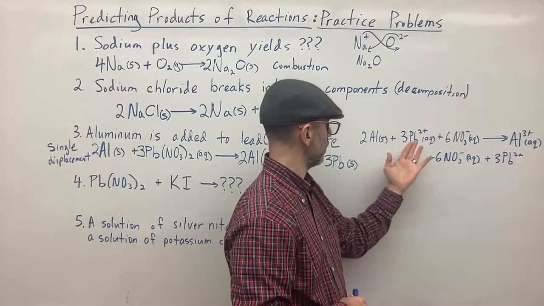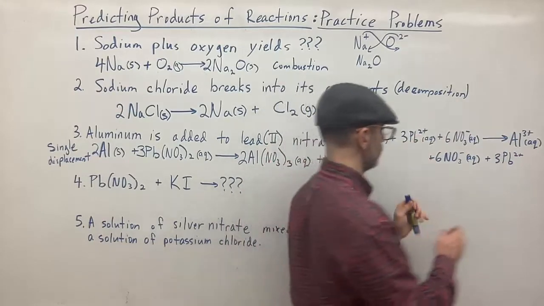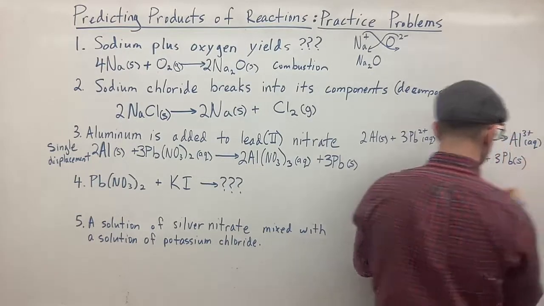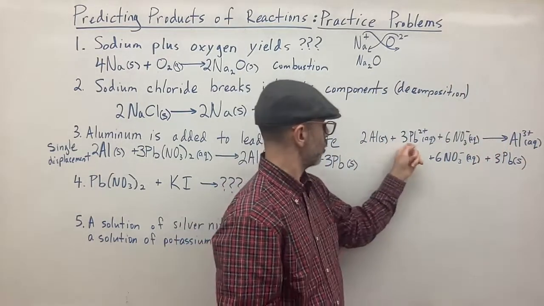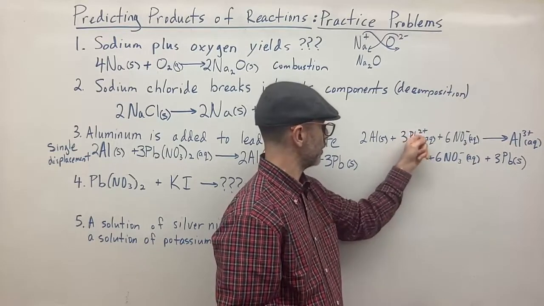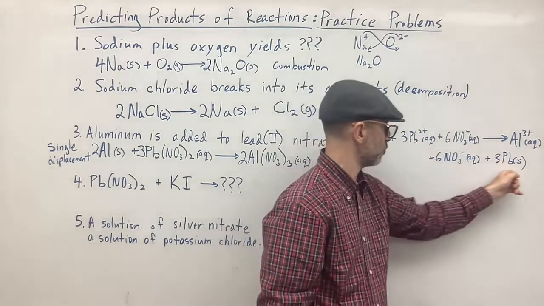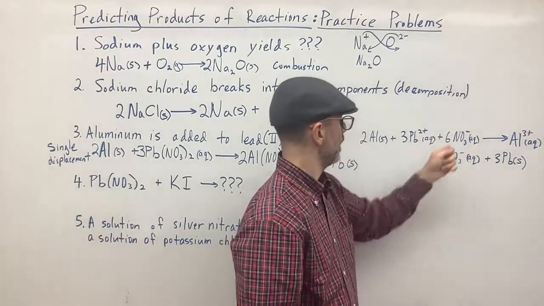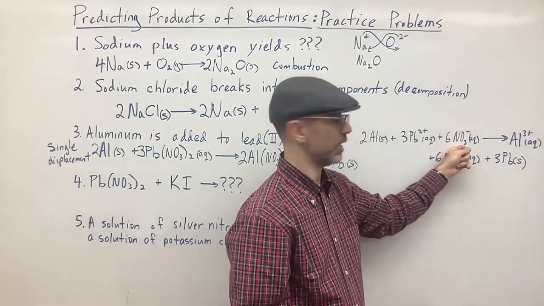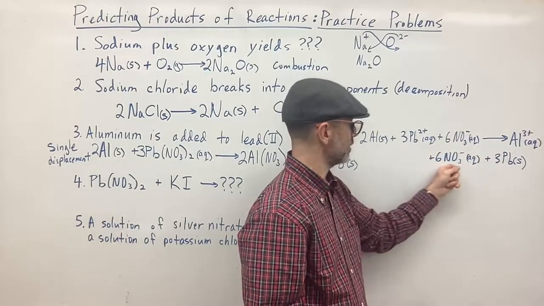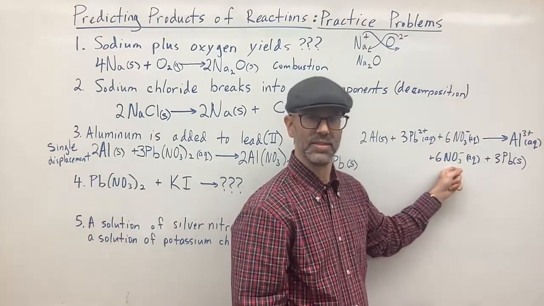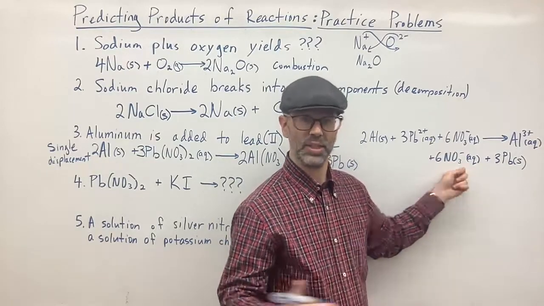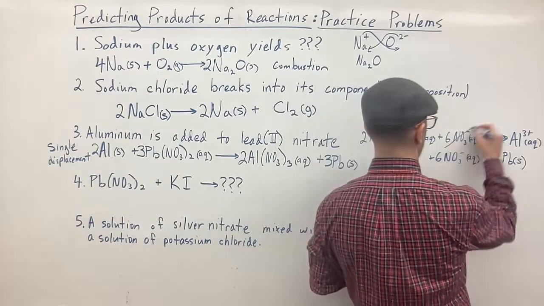Your lead goes from a 2 plus charge here. Oops, I forgot to change that. That should be a solid. So your lead goes from having a charge to not having a charge. Here we have solid, here we have aqueous, so that is not a spectator ion. Here we have 6 nitrates aqueous, and here on the product side, we still have 6 nitrates aqueous. So that is a spectator ion. So we want to get rid of the spectator ions. So we'll get rid of this.